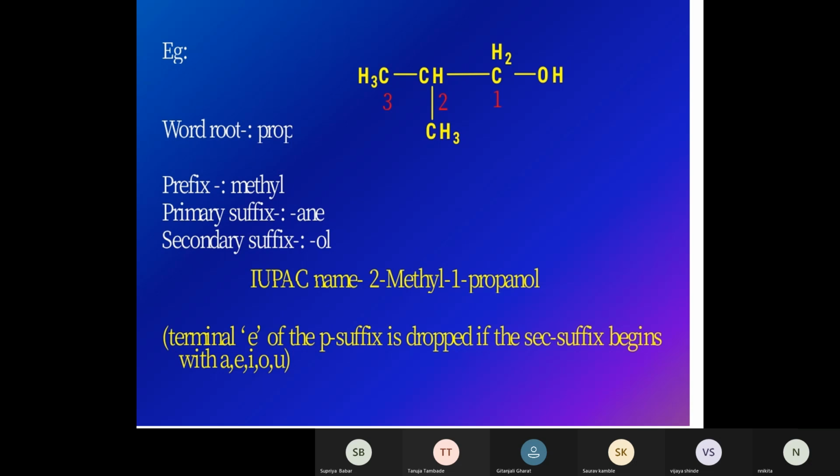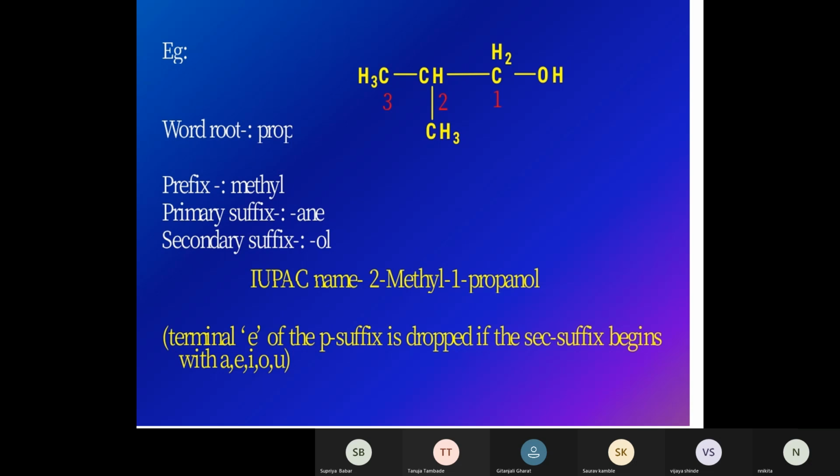Okay. Now we will write the name. First comes the prefix. So our prefix here is the methyl group. While writing the methyl group, we must know to which carbon it is attached, the number of the carbon. So we have to first select the longest continuous chain. Then we will give the number.